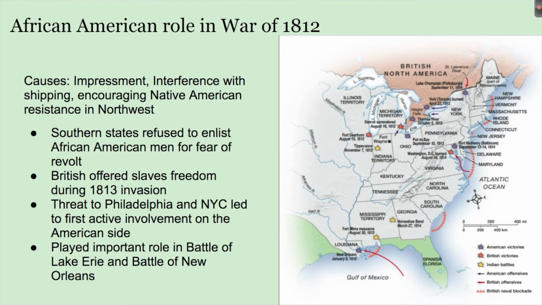So as we're getting ready to fight, Southern states will refuse to enlist African Americans because of this ongoing fear of arming African Americans. When the British come in and invade in 1813, they're going to offer slaves freedom. And from the threat that the British bring to Philadelphia and New York, this is finally going to lead to having active African American involvement on the American side of the war. Two of the big battles that African Americans fought in are going to be in the Battle of Lake Erie, which is going to secure control of the Great Lakes for the United States.